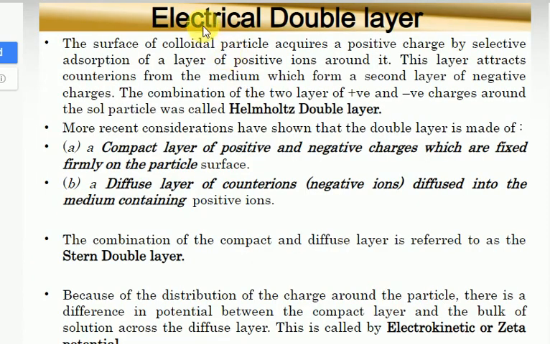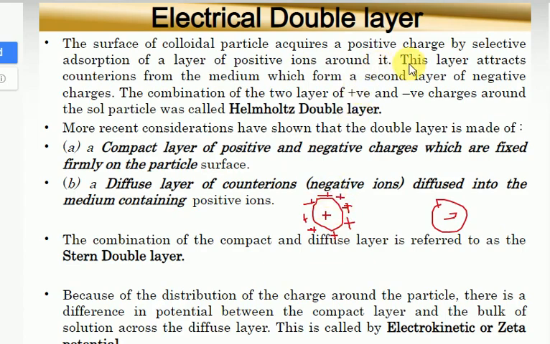Next, the most important thing is electrical double layers. What is an electrical double layer? You know very well, when you take any colloidal solution, this colloid may get either positive charge or negative charge. Just consider that the surface of colloidal particles acquires positive charge by selective absorption. Suppose a positive charge is absorbed on the colloidal particle, a layer of positive charge is formed around it. So look, a layer of positive charge is developed around the colloidal particles.